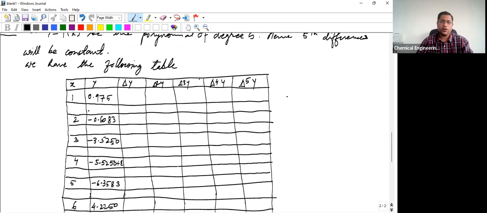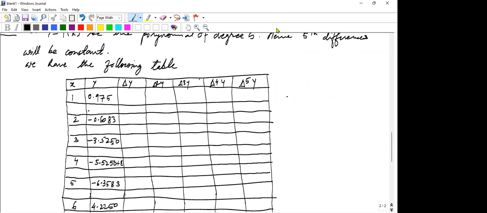Now we have to find out all the differences. Please complete this table. I want you to complete this table.